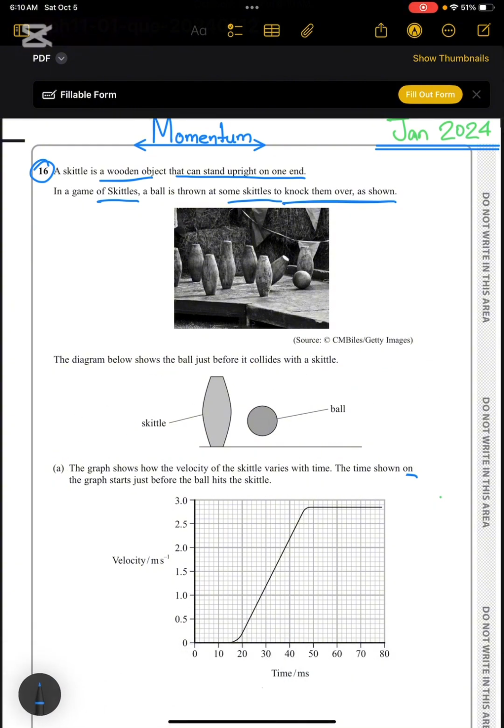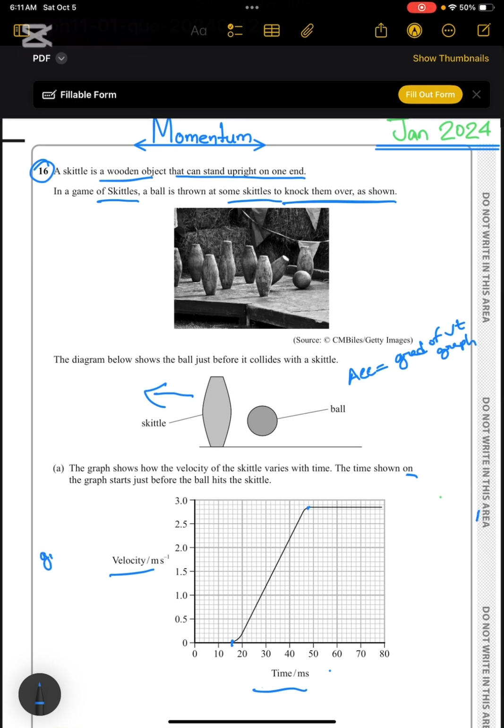In order to find the gradient, we have to take these two points. This is the point from which the skittle started to move, when the ball just collided with the skittle. And this is the time when the skittle stopped moving after the collision, because of the force of the ball, the skittle started to move in this direction. So we have to find the acceleration during that time. We all know the gradient of a velocity time graph gives us the acceleration. So here acceleration will be the gradient of the VT graph.